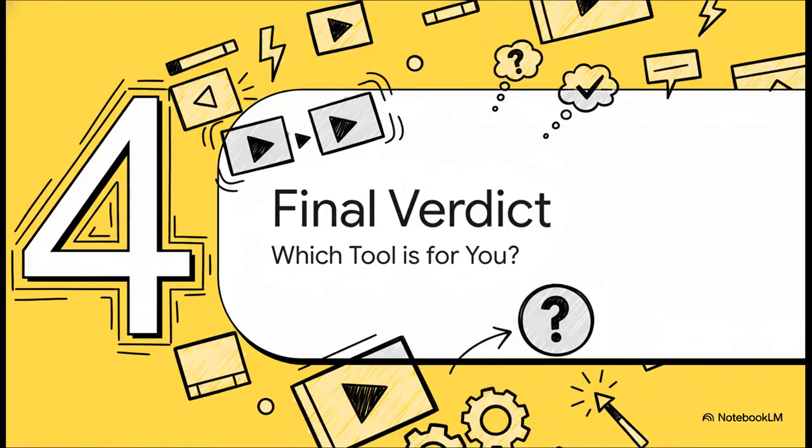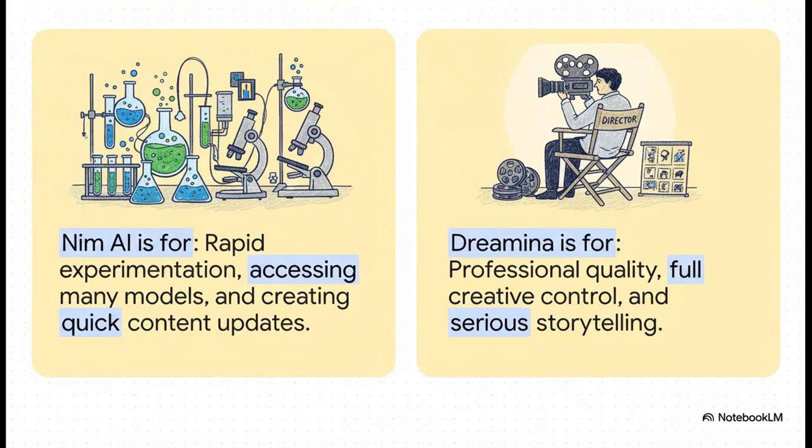Okay, deep breath. We've looked at the tech, the workflow, the secret weapons. Now it's time for the final verdict. Which one of these tools should you be using for your projects? Let's break it down. So here's the bottom line. Nim AI is your go-to for speed and experimentation. If you need to pump out a bunch of different ideas for social media fast, it's your new best friend. But if you're focused on professional quality, having absolute creative control, and doing what the source calls serious storytelling, well, Dreamina was pretty much built for you.